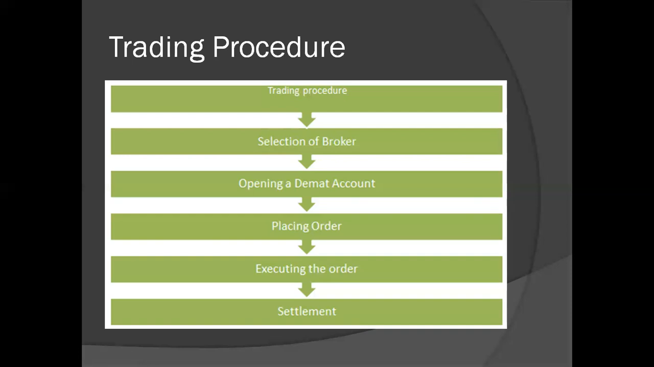The settlement follows T+2 rolling settlement. This means any trade taking place on Monday gets settled by Wednesday. T stands for transaction day. The next settlement, that is the second type of settlement, is forward settlement. It means settlement will take place on some future date. It can be T+5 or T+7. So the trading procedure will end here.